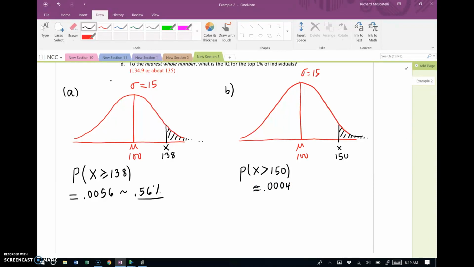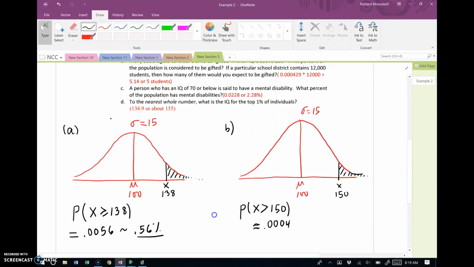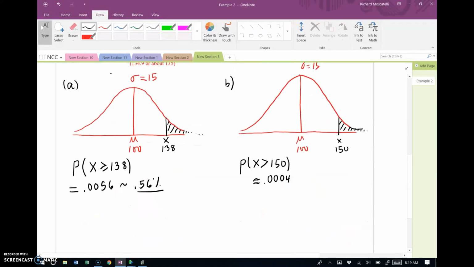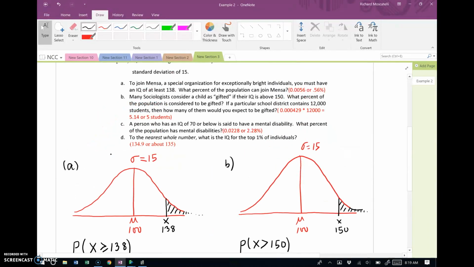All right, so now what? Well, they ask us something else here. It says, what percent of the population is considered to be gifted? If I convert that to a percent, this is 0.04 of a percent, right? Because it wanted that first. All right, so we got that. Then it says, if a particular school district has 12,000 students, how many of them would you expect to be gifted? Well, that's just percent of a number.